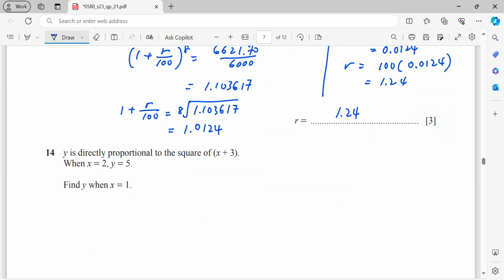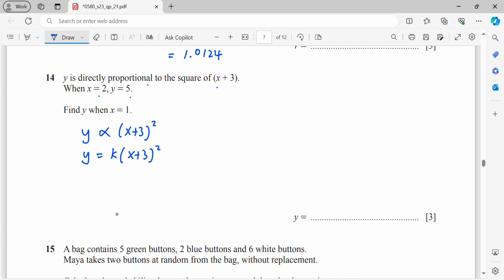So for question 14, y is directly proportional to the square of x plus 3. When x equals 2, y equals 5. Find y when x equals 1. So it means that y is directly proportional to the square of x plus 3. When you change the proportional sign to an equal sign, you must multiply a constant k to the expression. And now replace the x and y values to get the k first.